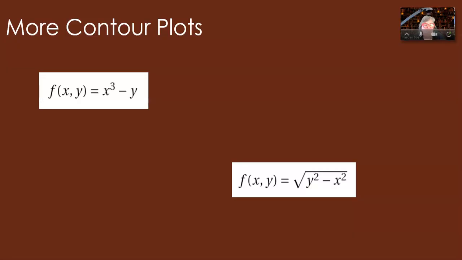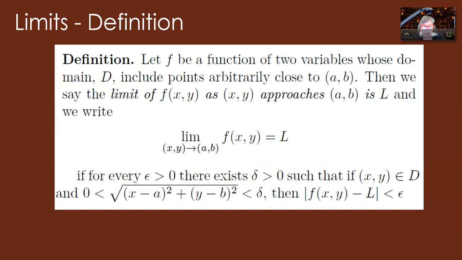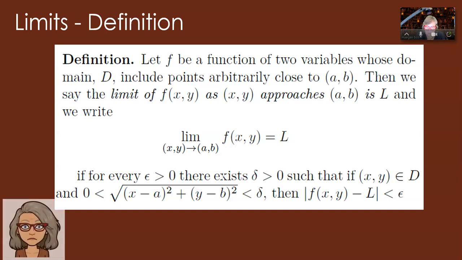Now let's talk about limits. Let f be a function of two variables whose domain D includes points arbitrarily close to (a, b). So we're going to get closer and closer to (a, b). Then we say the limit of the function as (x, y) approaches this (a, b) is some number L. And we write that contraption, the limit as (x, y) heads to (a, b) of f(x, y) equals L, if and only if for every epsilon greater than 0 there exists a delta greater than 0, such that if (x, y) is in the domain and 0 is less than the square root of (x minus a) quantity squared plus (y minus b) quantity squared is less than delta, then the absolute value of f(x, y) minus L is less than epsilon.